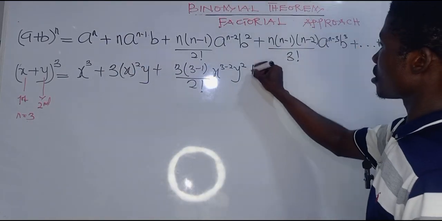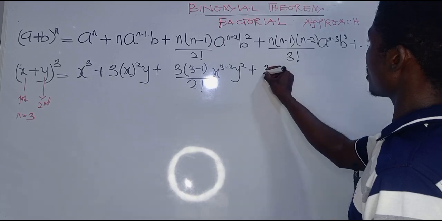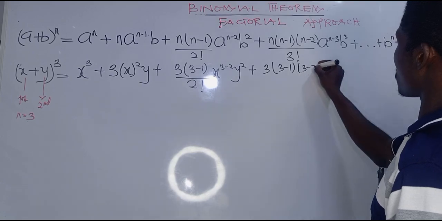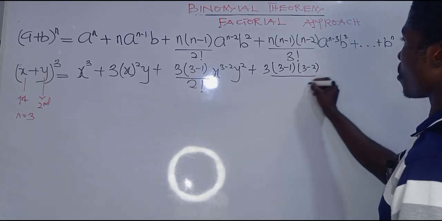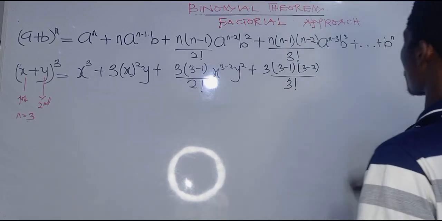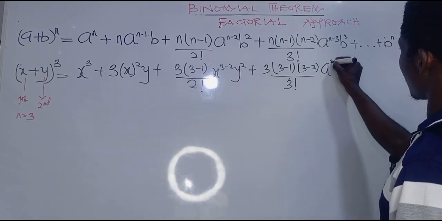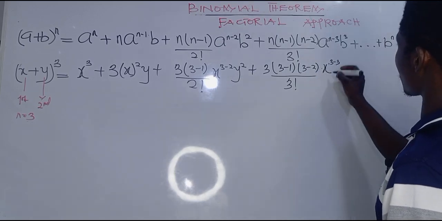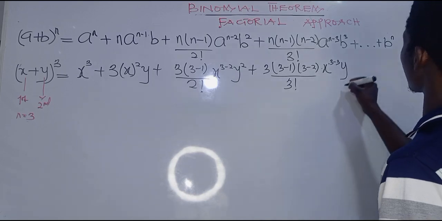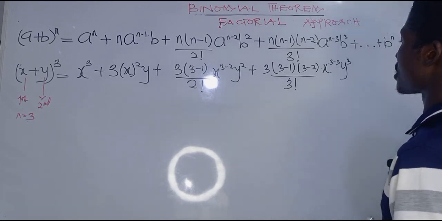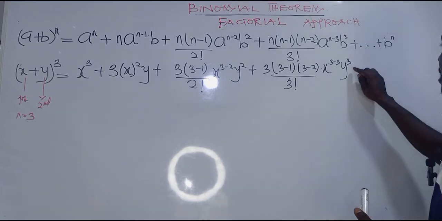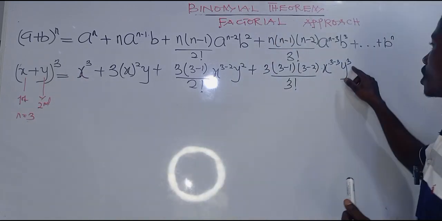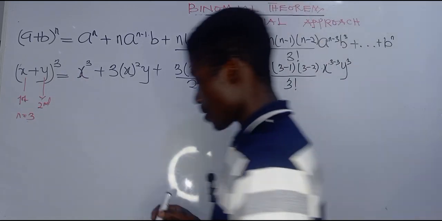Now we have plus our n is still 3, and then we have 3 minus 1, 3 minus 2, all over what again? 3 factorial, all over 3 minus 3, and then we have our x. The moment you have the second term having the whole power of the binomial expression, which is this, you end there. So let's do some algebra here.